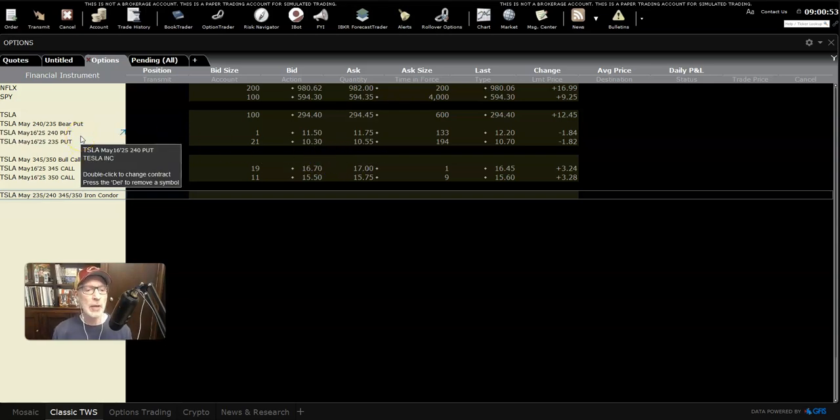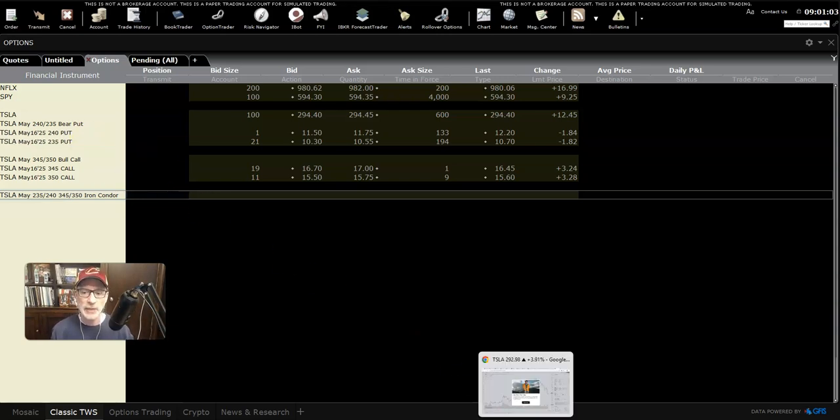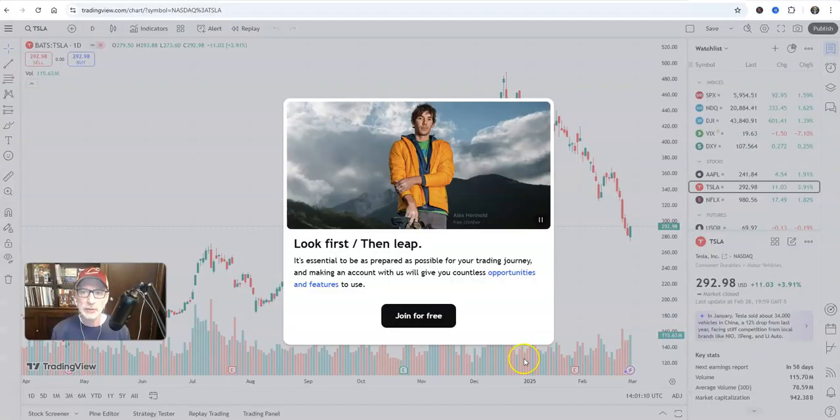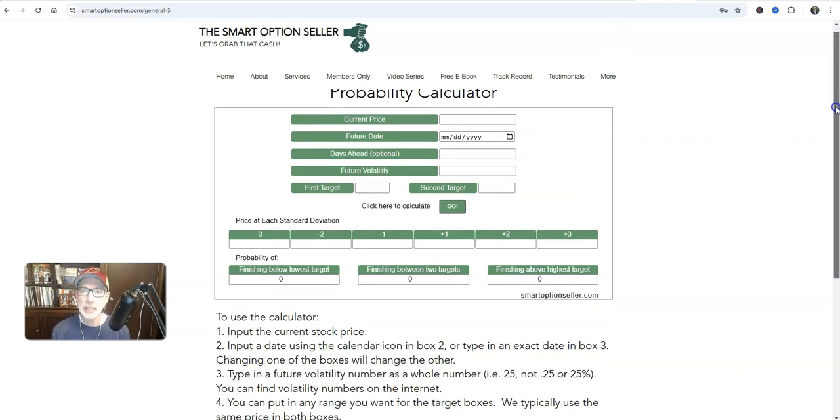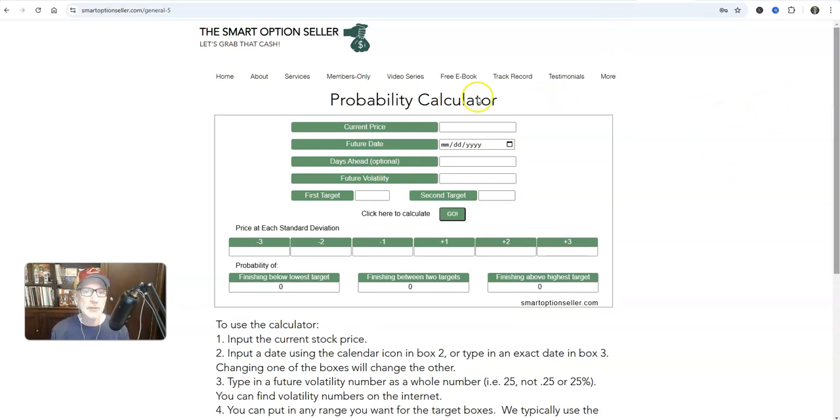Now, the other thing I wanted to show you is the odds. How do you know that the stock isn't going to penetrate one of the legs? So what you want to do in that case is, if you're worried about it, if you don't want to take exercise or assignment, you're going to want to check a probability calculator. Now let's go to our website here, smartoptionseller.com, and we're going to look at the probability calculator. Now, this is something that you can get on our website. If you go to our services tab, here's our probability calculator right here. You can click on that.